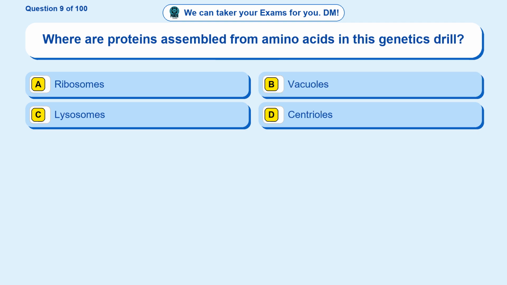Question 9. Where are proteins assembled from amino acids in this genetics drill? Option A, ribosomes. Option B, vacuoles. Option C, lysosomes. Option D, centrioles. The correct answer is option A, ribosomes.